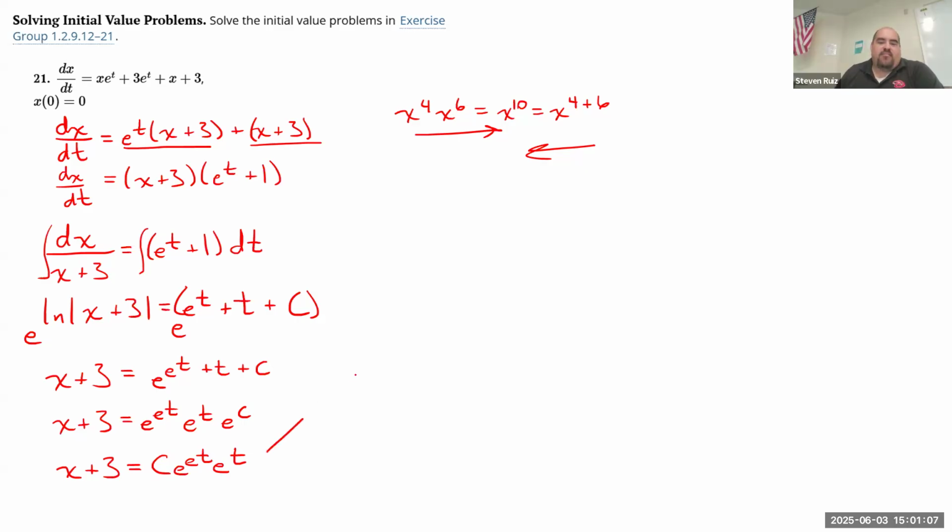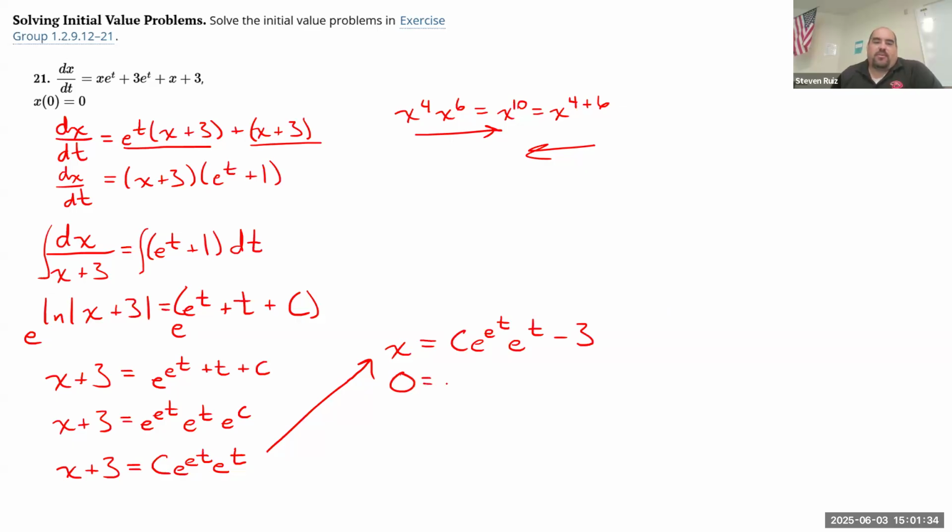And we're almost there. Let me give myself a little more room. So now what I have is x equals c e to the t, e to the t, minus 3. All right, so now the last thing we have to do is to evaluate c. So what information do I have to do that? I know that this goes with the origin, essentially.